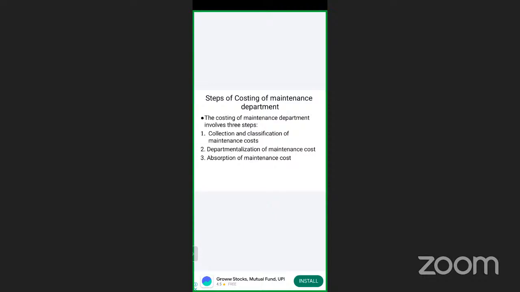Third one is you have to accumulate all the cost. See, like a sponge absorbs the water, right? It completely absorbs the water. It is not being choosy in absorbing some water and not absorbing some other water. It absorbs the entire water. Same way, absorption of maintenance cost means we have to find out the total cost which is incurred for the maintenance department.